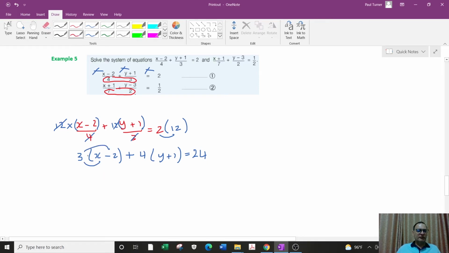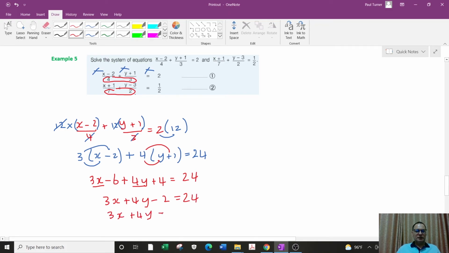So 3 times x, 3x. 3 times minus 2, minus 6, plus 4 times y, 4y, 4 times 1, 4. So make sure you expand into both parts of your expression there, equals 24. So now I've got 3x plus 4y minus 6 plus 4 minus 2 equals 24. I've got 3x plus 4y equals 26. So that would be your first equation. So let's write it up here, out of the way. So 3x plus 4y equals 26. So that's exactly the same as this equation here. It just looks completely different, doesn't it?